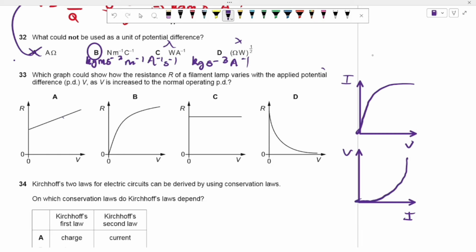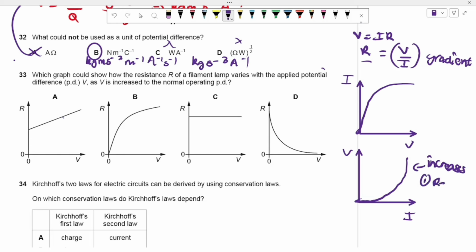Right. I know that V is equal to IR. Therefore, R is going to be equal to V divided by I. So the ratio of V over I is R, which is basically the gradient of this graph. And if you look at the gradient of this graph, it's actually increasing. The gradient increases. What does this tell you? It tells you that the resistance, guys, should also increase.